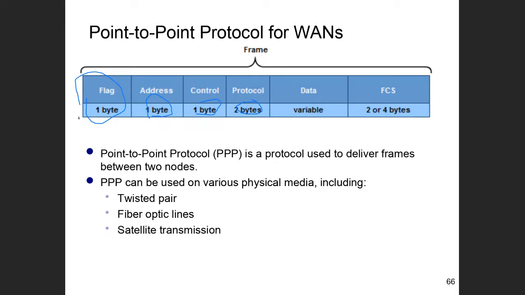Then we have our upper layer data, which could be any length. And then a frame check sequence could be 16 or 32 bits. So point-to-point protocol is typically used to deliver frames over leased connections between different locations. It could be twisted pair cable. It could be fiber optic. It could be satellite radio frequency transmissions.